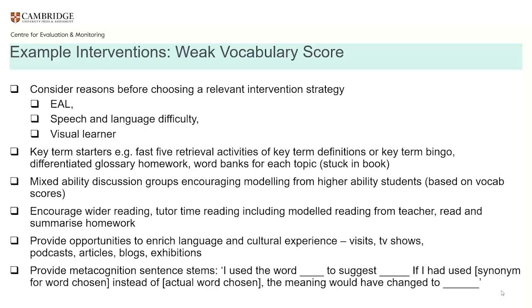So these are just some example interventions that some schools use if there are particularly low scores in particular areas. So in terms of vocabulary, if students have a significantly low score, it might be useful, first of all, to consider, are there any particular reasons for that before you choose a relevant intervention strategy? So is this a student who has English as an additional language, and are they already receiving some support in that particular area?